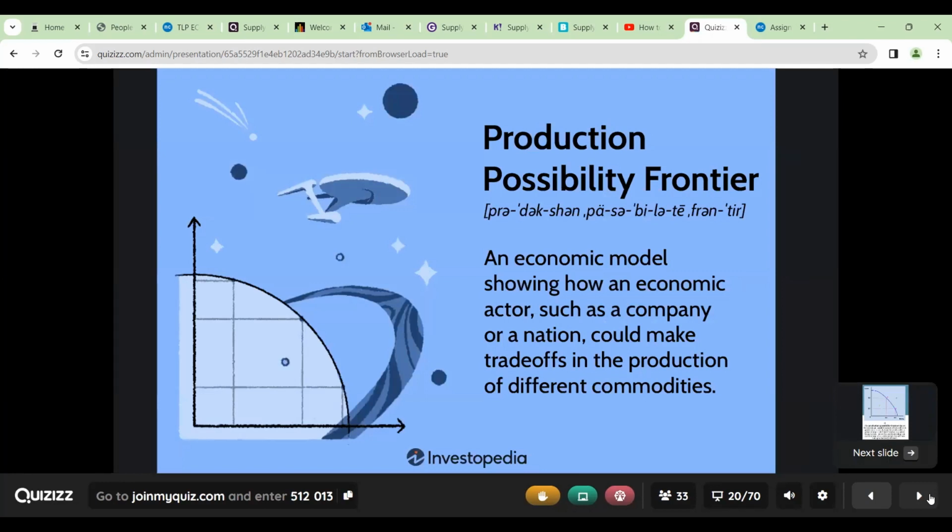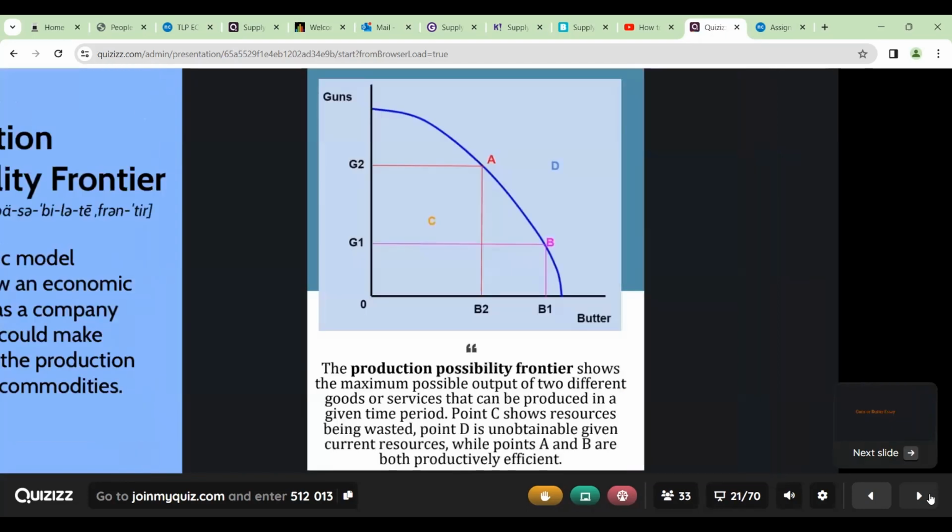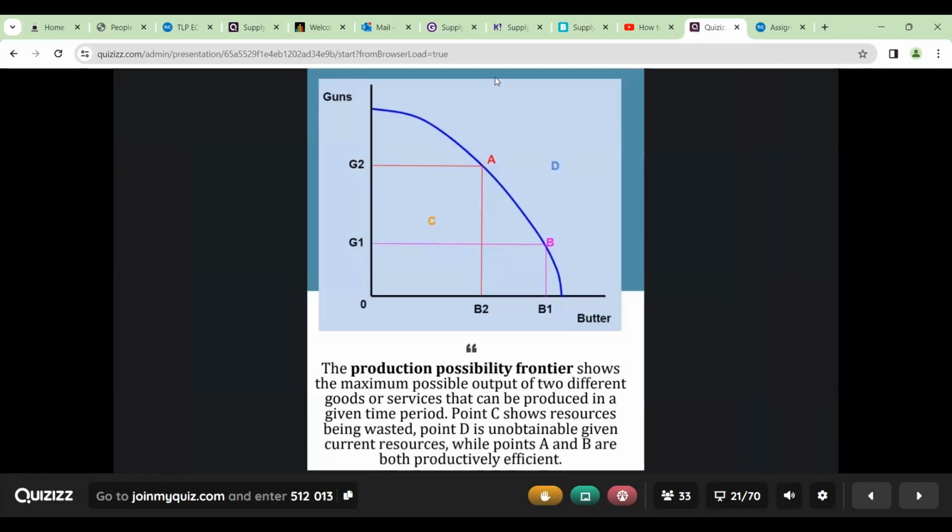So the production possibilities frontier is an economic model showing how an economic actor, such as a company or nation, could make trade-offs in the production of different commodities. So in this case, C right here. I'll point out C for this one. So C here would be a recession, where they are not producing to capacity.